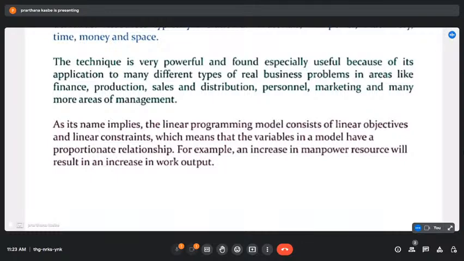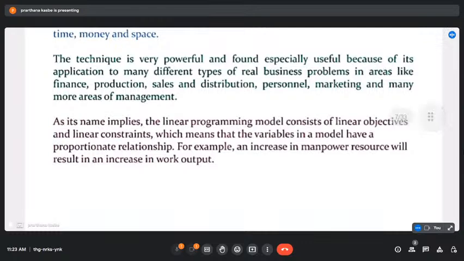For example, an increase in the manpower resource will result in an increase in the work output.